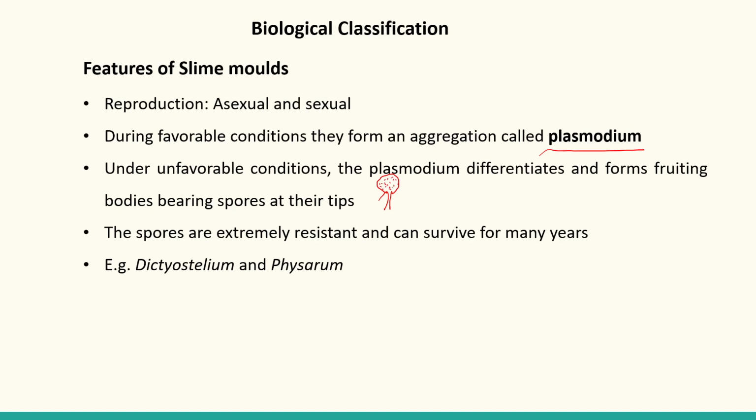The spores are extremely resistant and can survive for many years because the spores bear a cell wall. So they are resistant to external harsh conditions, and they can survive for many years. Examples are Physarum and Dictyostelium.